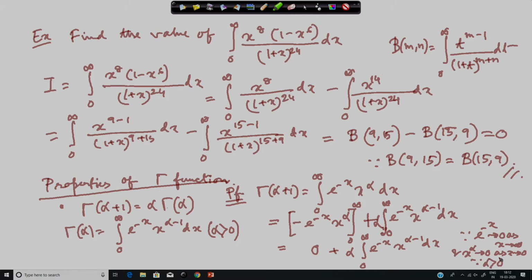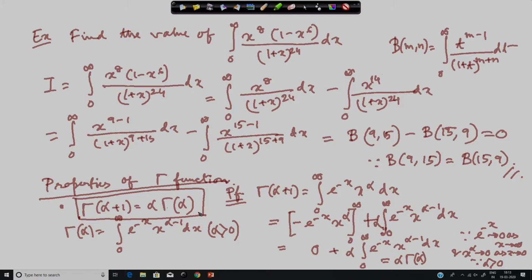Okay. Now, what about the integral? You look at the form of gamma alpha, the integral is nothing but gamma alpha, therefore, this is equal to alpha gamma alpha. Okay. So, we have proved that you should remember that gamma alpha plus 1 equals alpha gamma alpha. Okay.